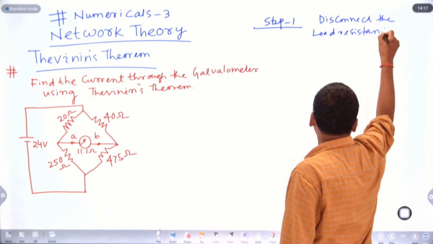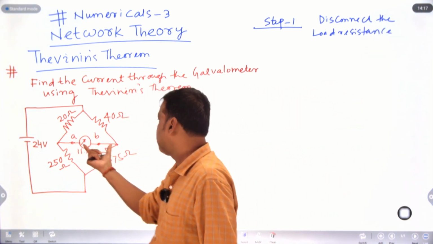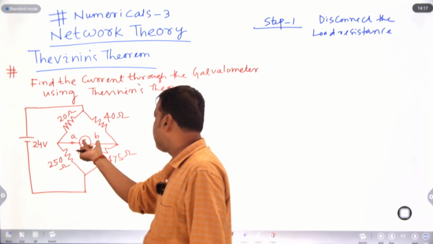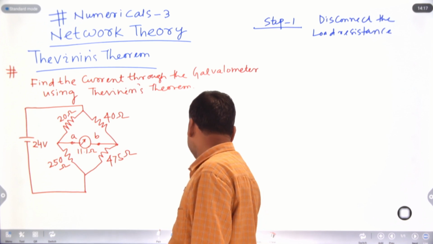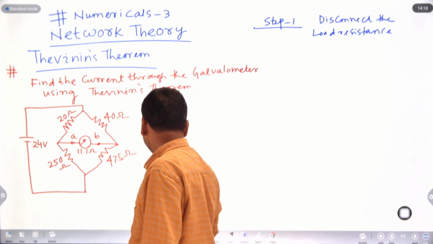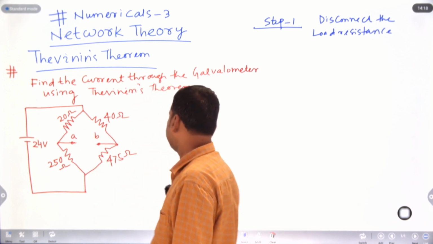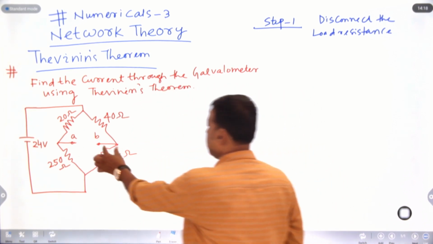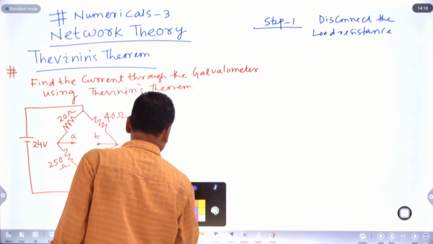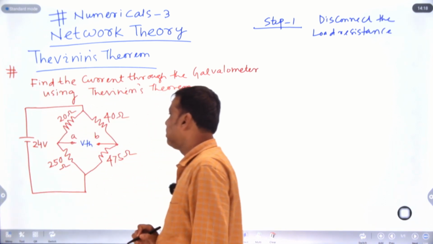Disconnect the load resistance. Here the galvanometer is your load resistance. You can say it is the 11.1 ohm. Simply we have to disconnect it. If you disconnect it, in the figure, then we find the Thevenin's voltage. We have to calculate the Thevenin's voltage.